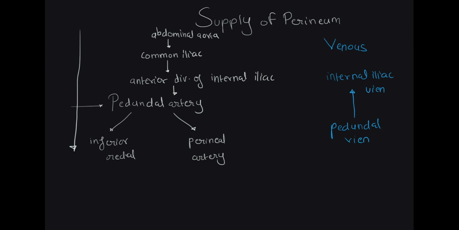The venous supply isn't that different, because here too we have the pudendal vein that drains into the internal iliac vein, which goes to the common iliac vein and which will drain into, of course, the inferior vena cava.